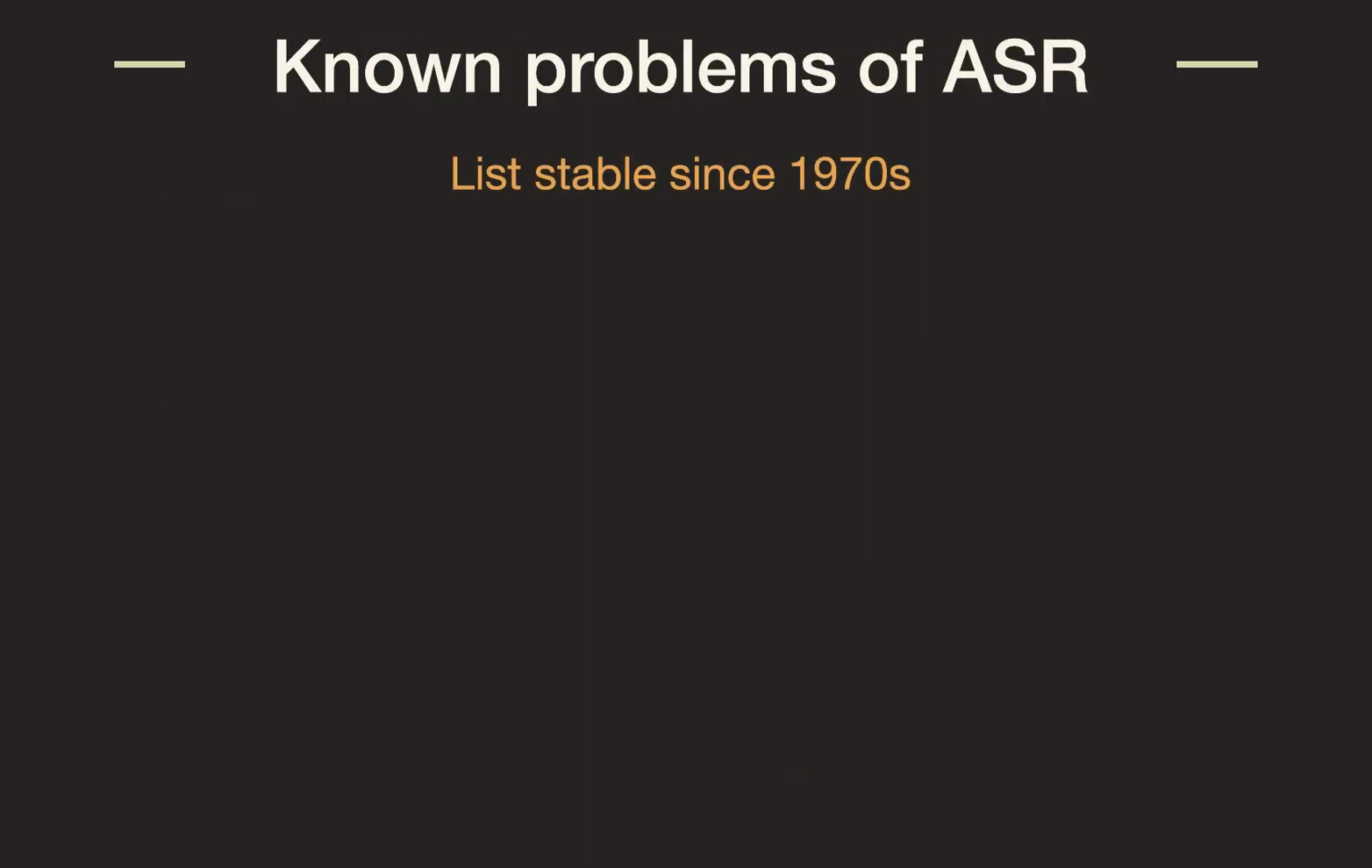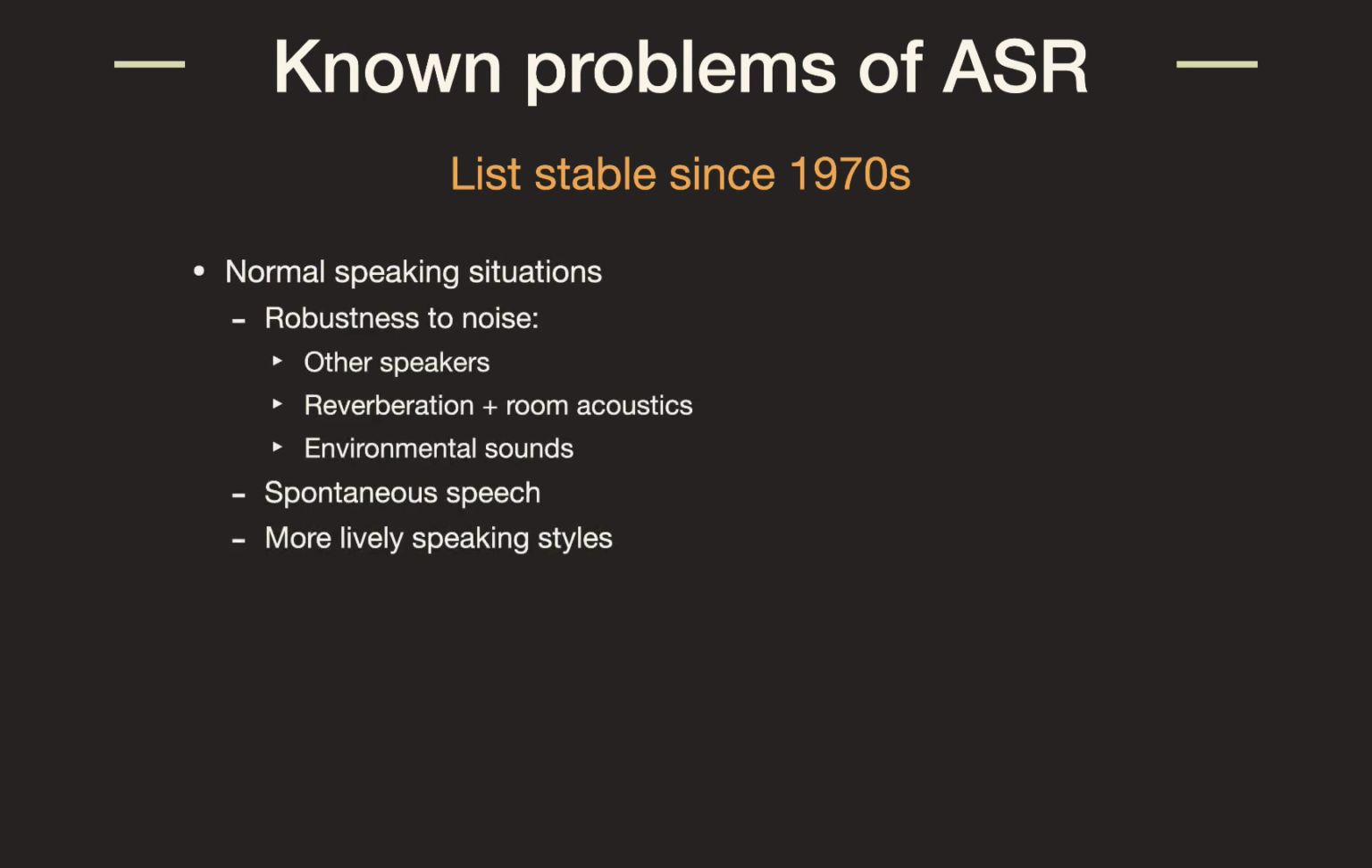So then, what are the known problems of automatic speech recognition? Well, the list of these problems is basically stable since the 1970s, and that says something. So the problem is basically with normal speaking situations. The systems are not very robust to noise. They become more and more robust to noise, but we still haven't solved the problem of other speakers, of reverberation and room acoustics, of other environmental sounds in the background. So this is a problem and remains a problem.